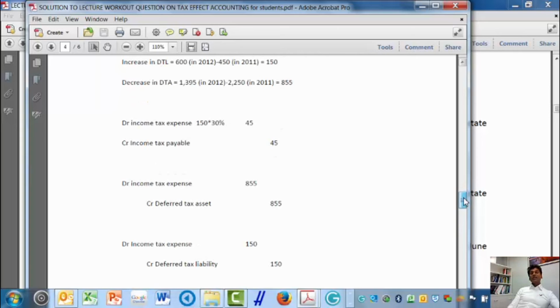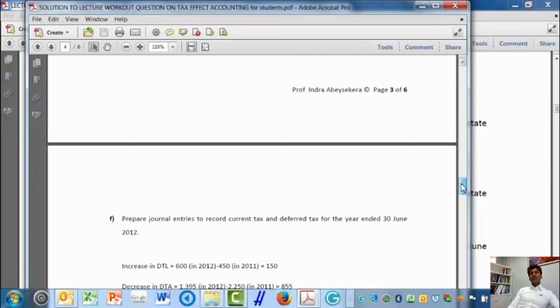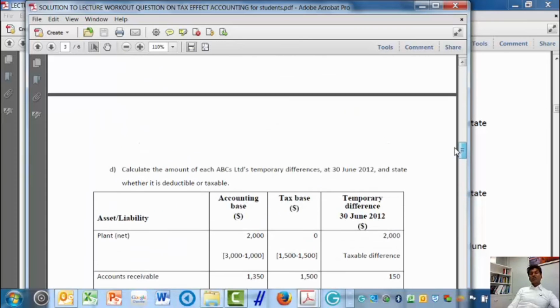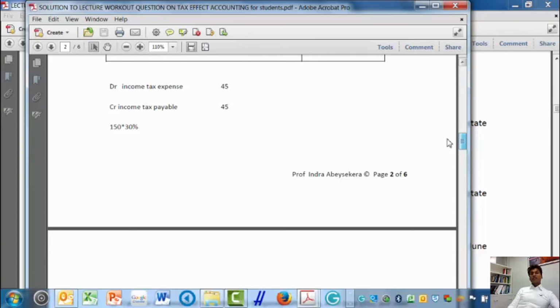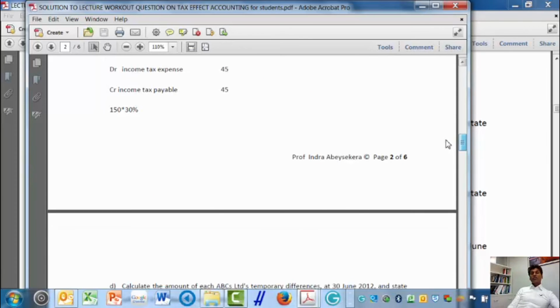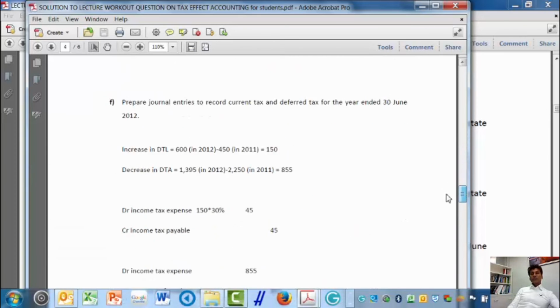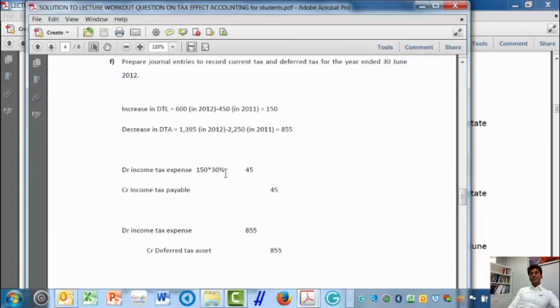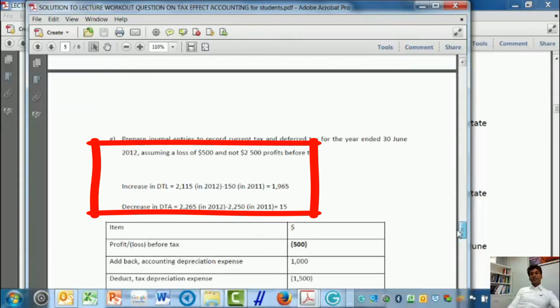Now the income tax expense and tax payable we found out in 2012. We calculated it is 45 and 45. So that is also an entry in 2012.